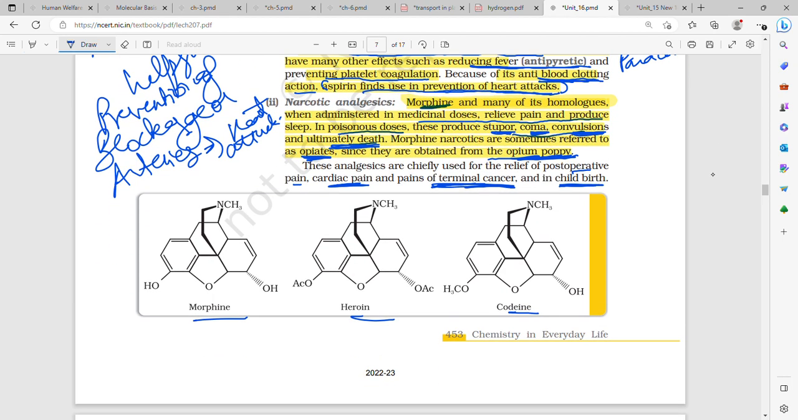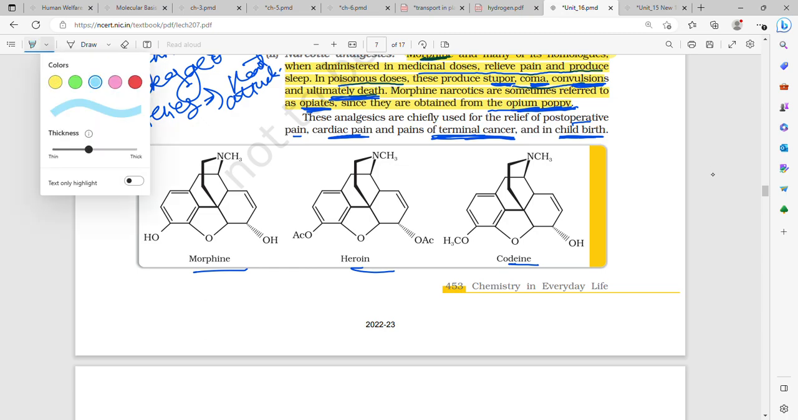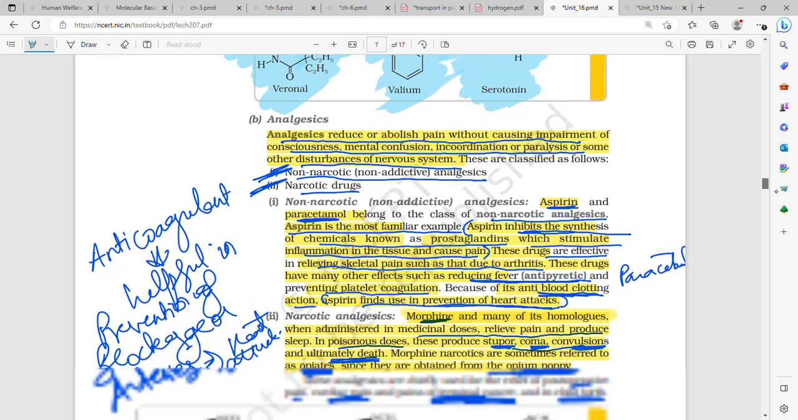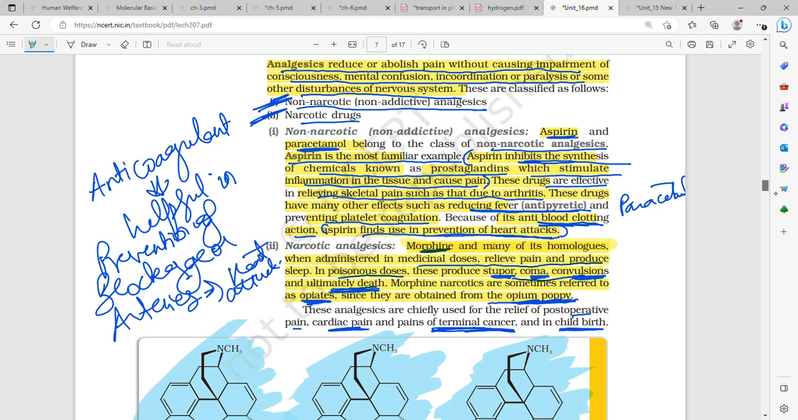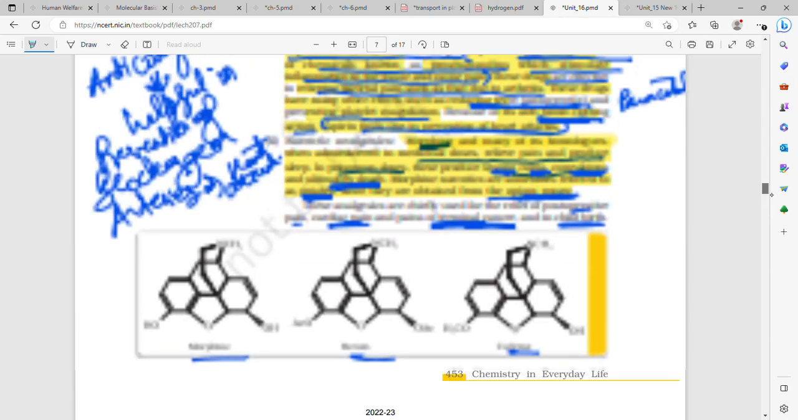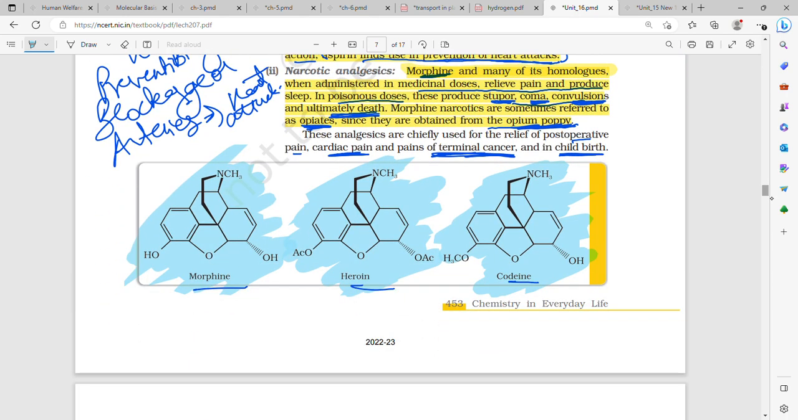Then these analgesics are chiefly used for the relief of post-operative pain, that is after operation, then cardiac pain, pain of terminal cancer and childbirth. Narcotic analgesics are morphine, heroin, codeine. They relieve pain and produce sleep when taken normally, but in higher doses they produce stupor, coma, convulsions and death.